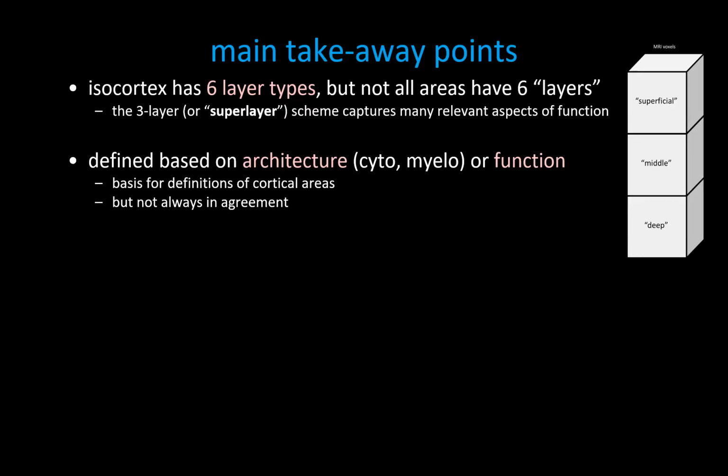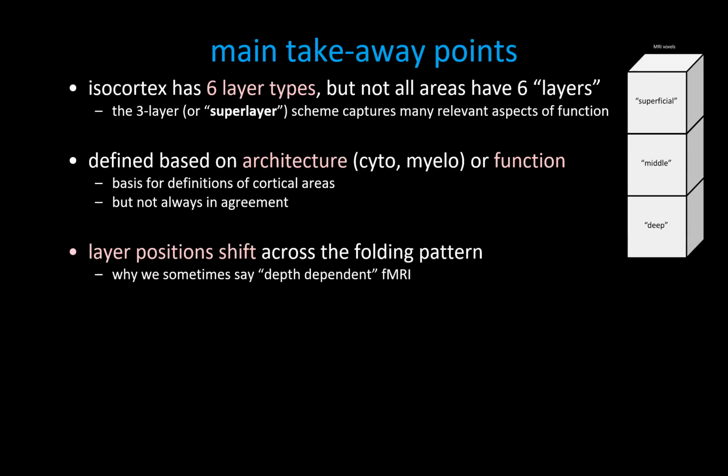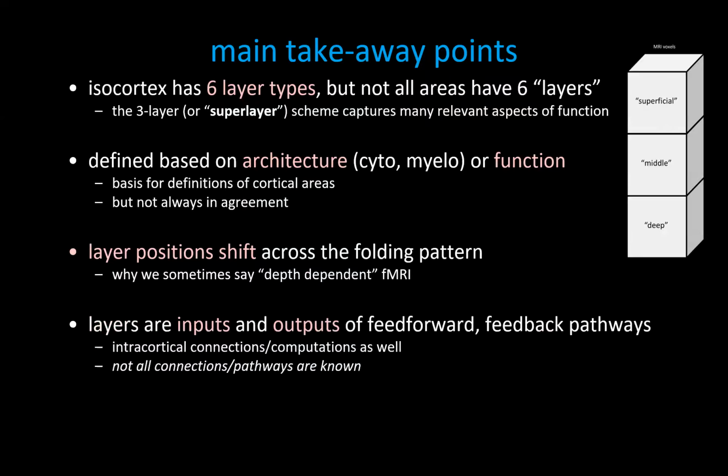I've shown you how layers are defined based on the architecture, both cyto- or myeloarchitecture, or on function. This is the basis for the definitions of cortical areas. But keep in mind that they're somewhat subjective, and these definitions aren't always in perfect agreement. I've shown you how these layer positions actually shift across the folding pattern, which is why we sometimes say depth-dependent fMRI. This is a non-trivial relationship, which you'll hear a lot more about later in the course. But of course, I've shown you, as many of you I'm sure are aware, that the cortical layers are inputs and outputs of feed-forward, feedback, and horizontal pathways.